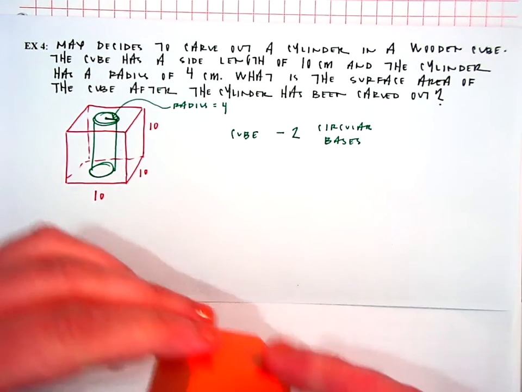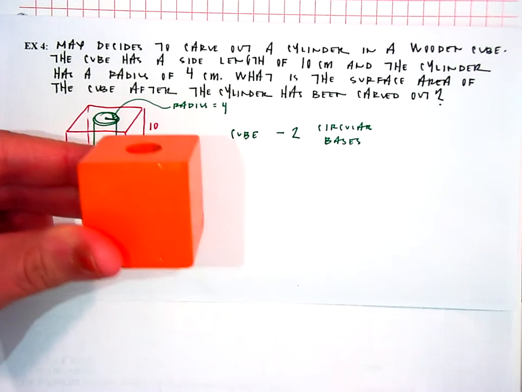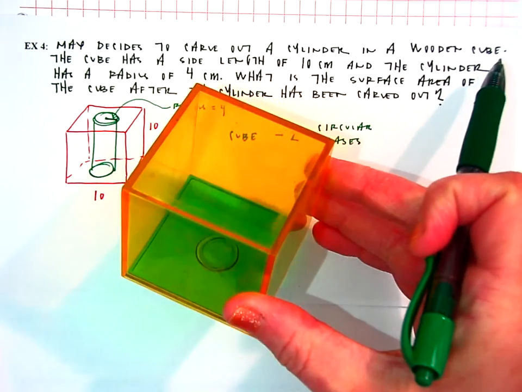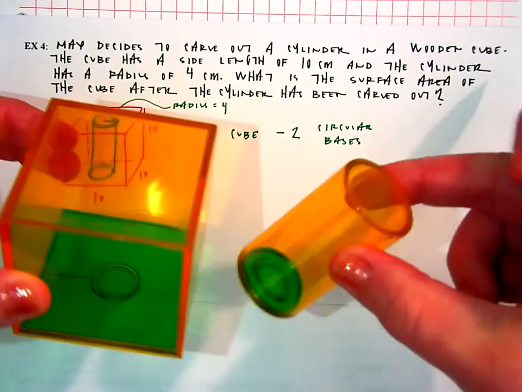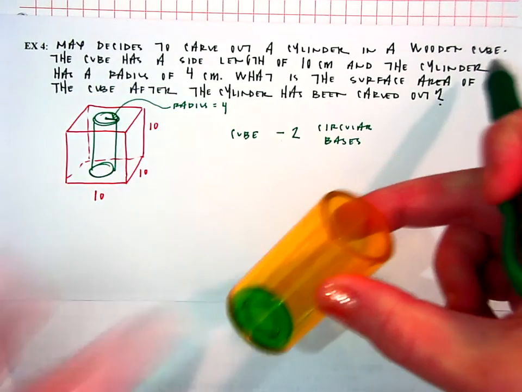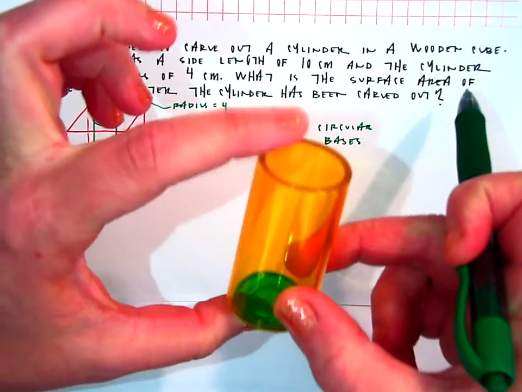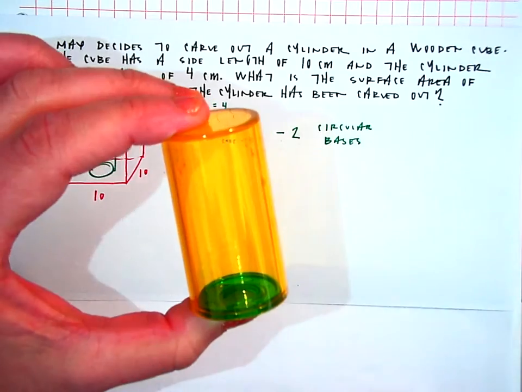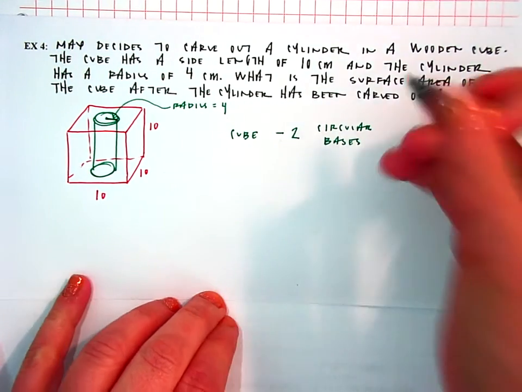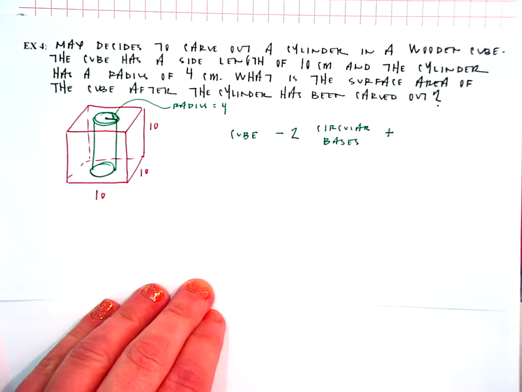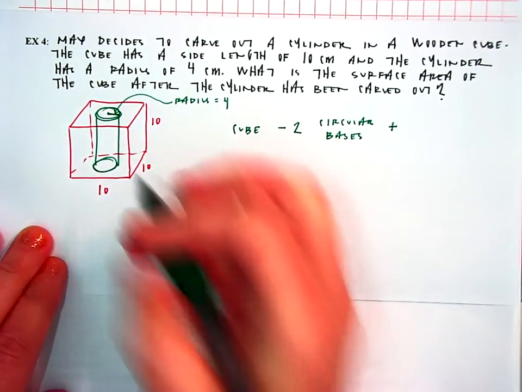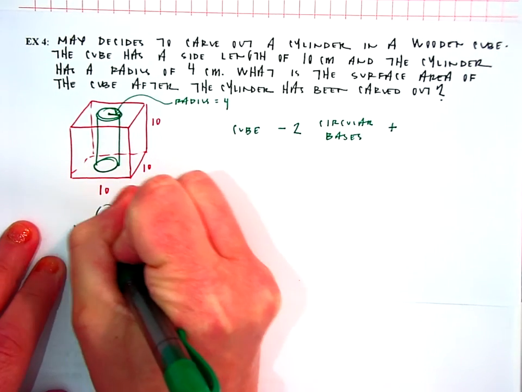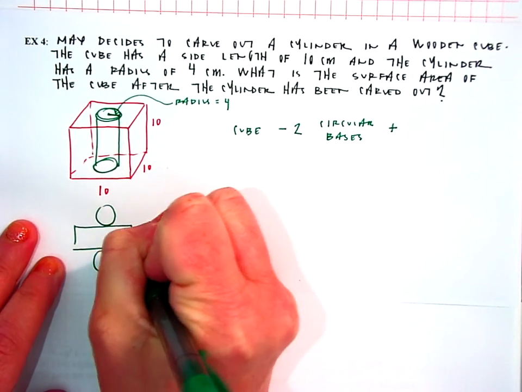Again, just going back to my visualization, I start off with my cube just like this. We drilled out a cylinder like this, but now I have these two bases cut out with this curved lateral face that is now exposed. So I have to add that back in. If I go back to what a net looks like, here's my two circular bases, and here's that curved lateral face.